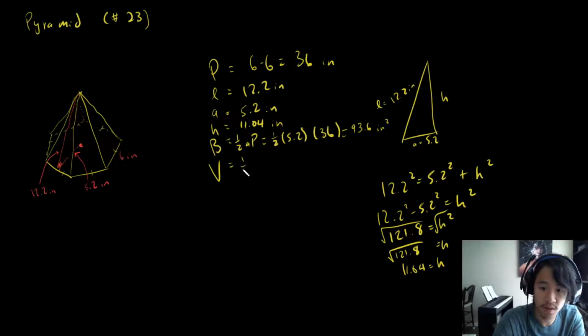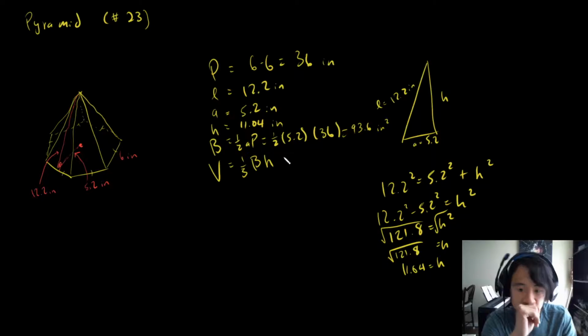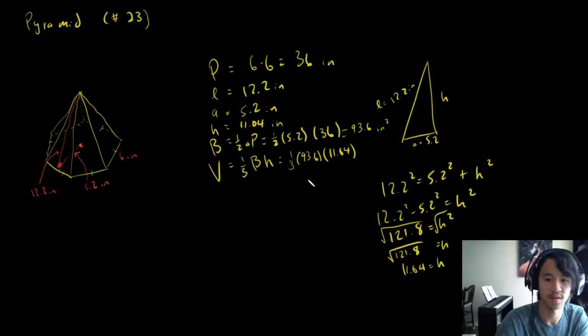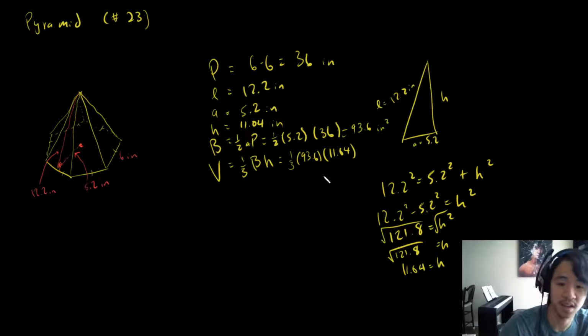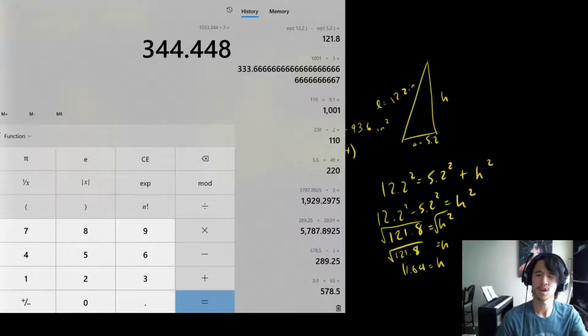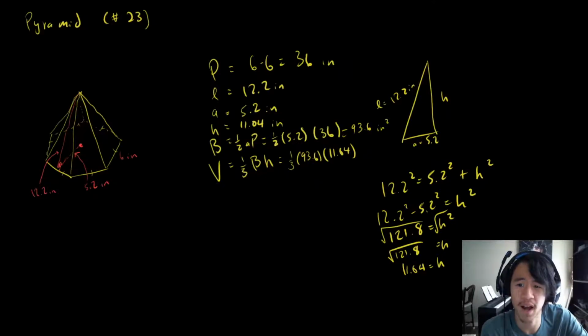And our volume is going to be 1/3 times the area of the base times the height. So we just got to plug in these values. Just like that, 1/3 times the area of the base is 93.6, and then the height is 11.04. So let's go ahead and put this in the calculator and see what our volume is. So 93.6 times 11.04, that divided by 3. So our volume is going to be 344.45. 344.45, and it's going to be inches cubed.